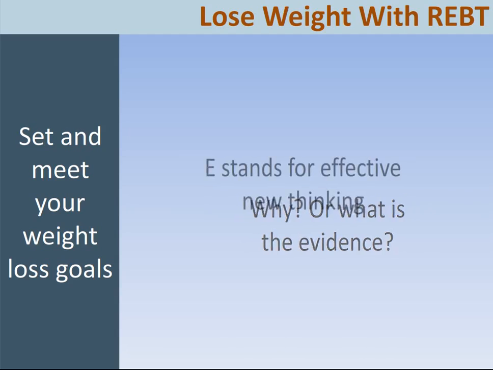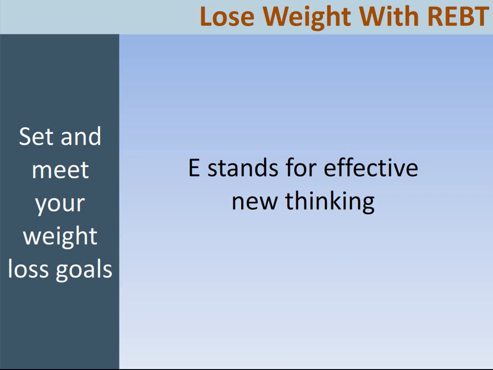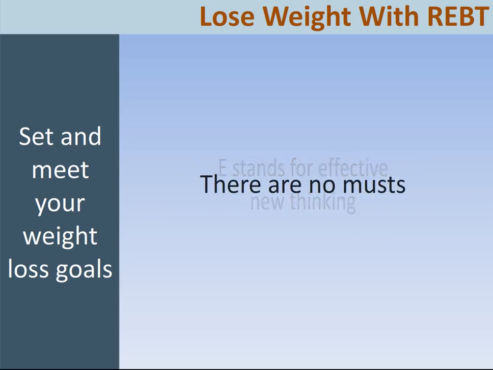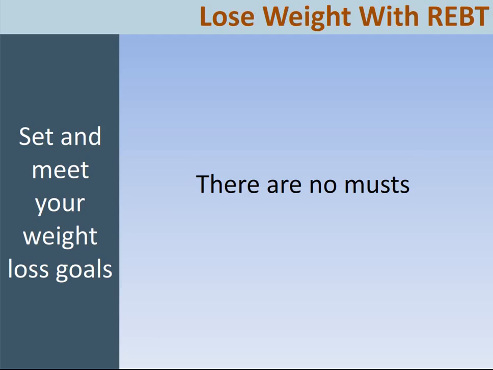Now we go on to E. E stands for effective new thinking, or the answer to the question. And if you really think about it and search for evidence for the must, you won't find any, because a must in this psychopathological case, it's psychopathological in the sense that it leads to self-defeating behaviors, there are no musts of this sort at all. There's no evidence for them. There's no logic behind them. And it's just impractical to escalate your preferences into musts because that leads to bad results.